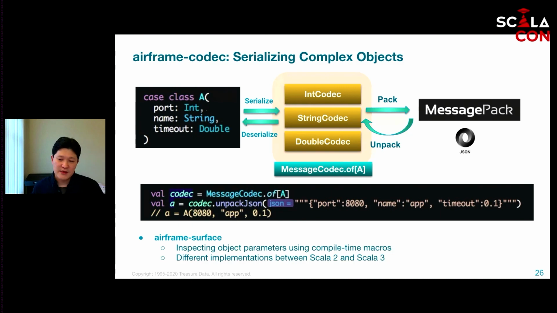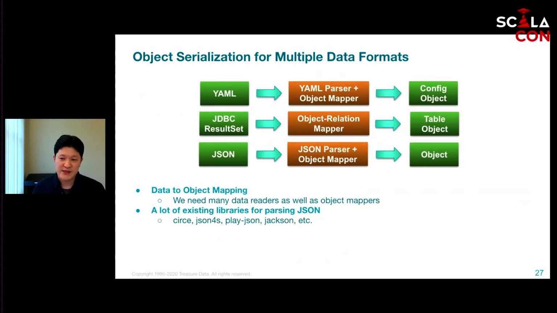And actually, the magic behind this MessageCodec of A code is that, by using compile-time macros, we are inspecting the object parameters, names, and their types. We are actually using different implementations between Scala 2 and Scala 3 because the compile-time macro implementation became totally different between Scala 2 and Scala 3. But the Scala 3 support is almost complete, so we can use this for both Scala 2 and Scala 3.